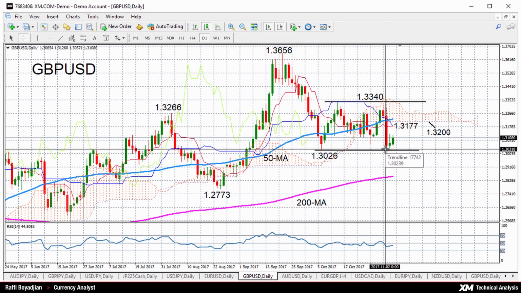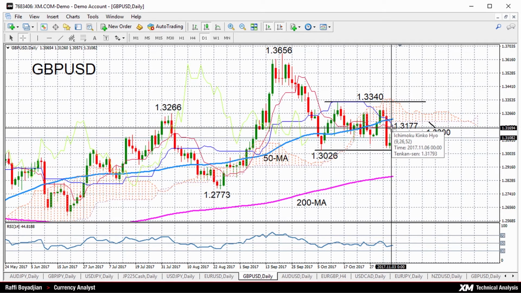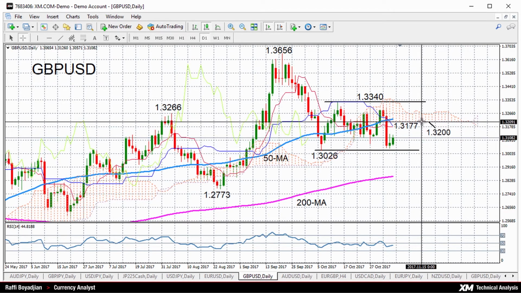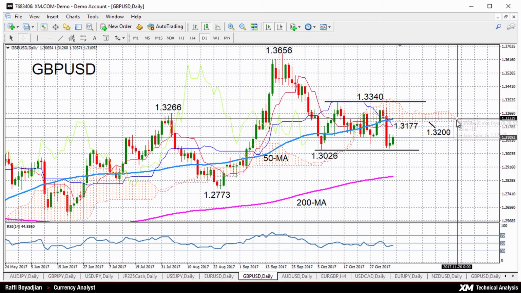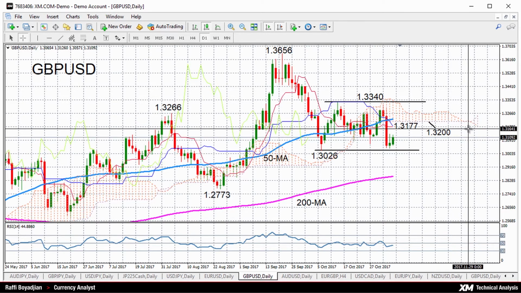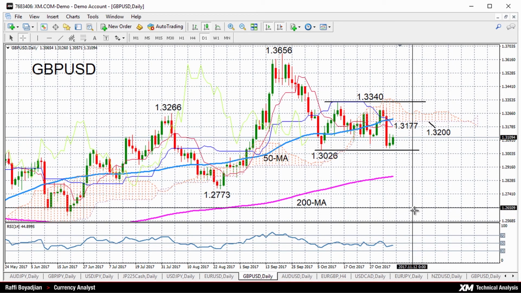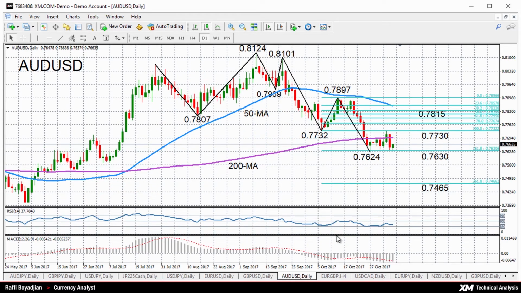So that's immediate support there around 1.3330, and then immediate resistance, we have the 10-count cent line around 1.3177, and then not too far above that, the bottom of the Ichimoku cloud at 1.32. A break above 1.32 would help the pair gain further momentum to the upside. At the moment, though, it is very much neutral, both in the short and medium term. Finally, let's look at Aussie dollar.